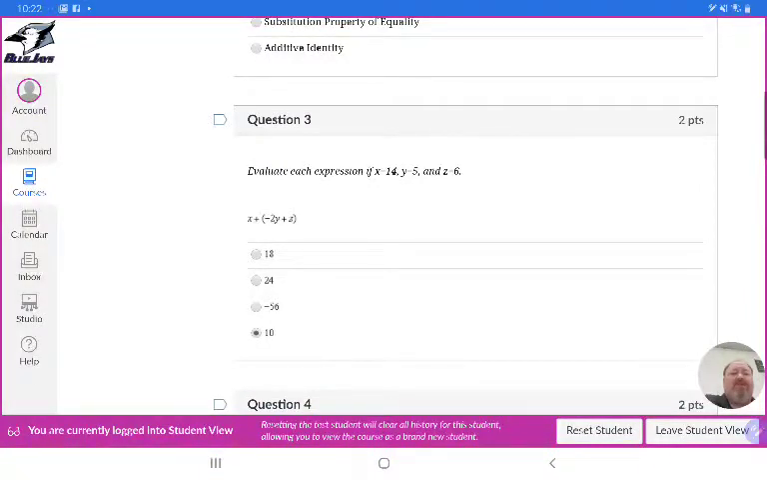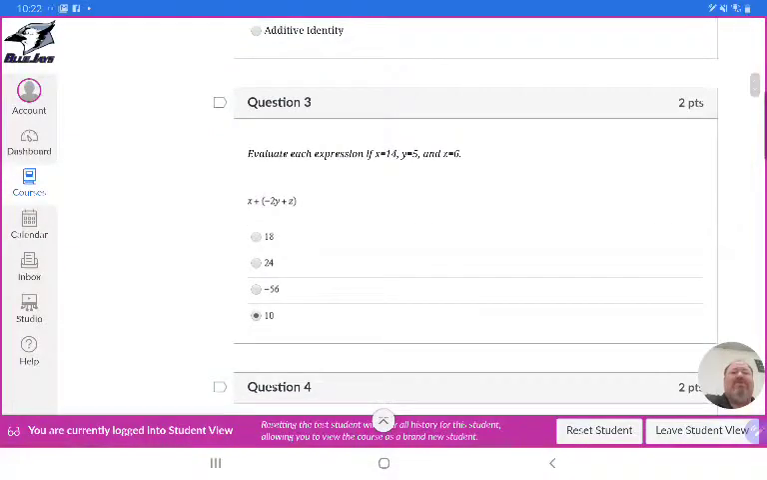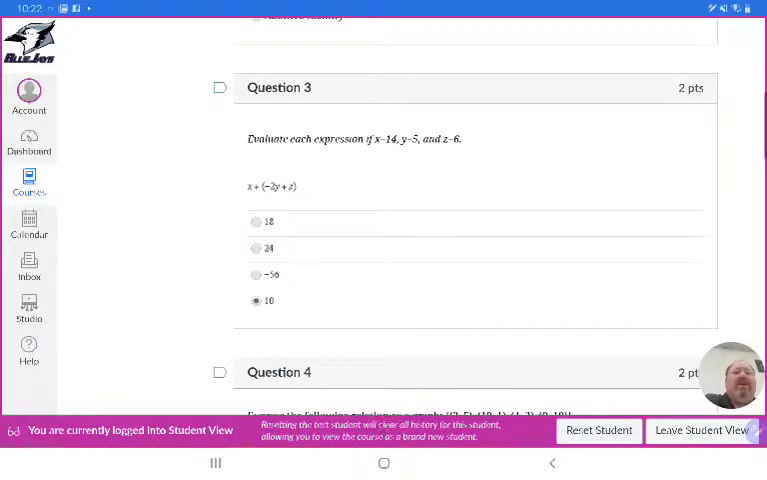Evaluate each expression. If X equals 14, Y equals 5, and Z equals 6. So what would we get for that one? 10. So if we plug that in, we would do our grouping first. Negative 2 times Y, which is 5, would give me negative 10. And then negative 10 plus Z, which is 6, would give me negative 4. And X is 14, so 14 plus a negative 4 is 10.